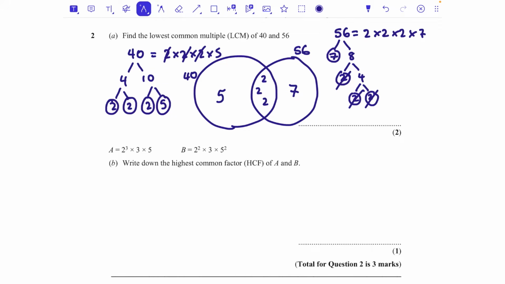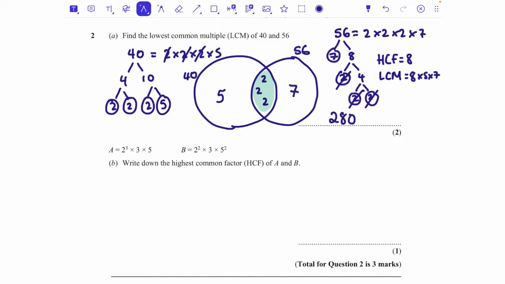Now, if I asked you for the highest common factor, it would just be all of the numbers in the middle multiplied together. So 2 times 2 times 2. So if I'd asked you for the highest common factor, you could tell me that that was 8. If you want the lowest common multiple, we're going to take that 8 and multiply it by any numbers that are left on the outside. So I'm going to do 8 times 5 times 7, which is 40 times 7, which is 280. So 280 is the first number that's in the 40 times table and the 56 times table.